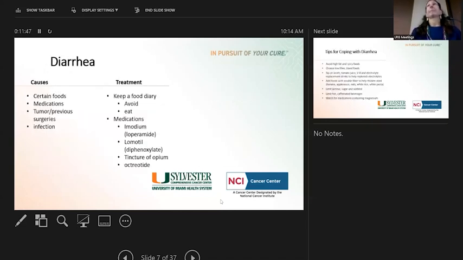Okay, so diarrhea. Basically, we're talking about the GI issues first because it is called a GIST tumor. So of course we're going to have GI issues. Diarrhea causes: certain foods, medications, the tumor or previous surgeries. We've had some patients that have had intestinal surgeries. Your small intestine absorbs fluid, and so does your colon. So if it doesn't absorb any fluid, then you can get diarrhea. And of course, infections can cause it as well.